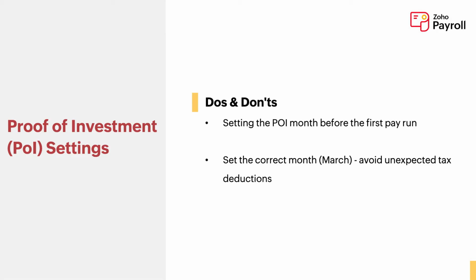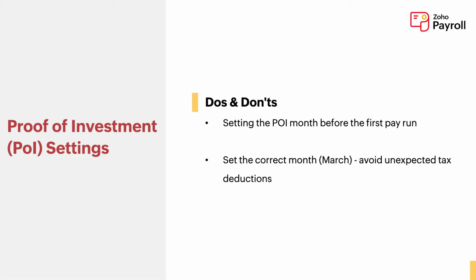And talking about some of the do's and don'ts surrounding proof of investment, it is important that you select the correct month from which you would want to use the proof of investments for your income tax calculation. So basically, organizations would target the Jan month and start collecting investment proofs from the month of Jan, so that they'll be ready for the fiscal year closing, which is in the month of March.